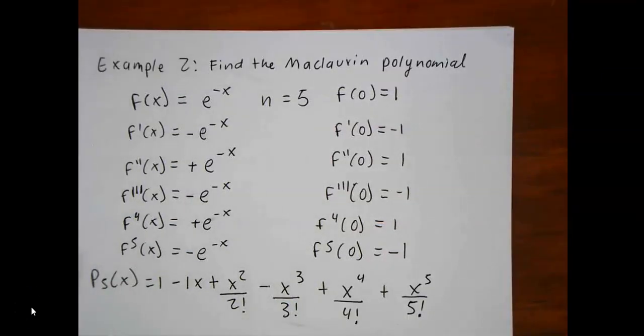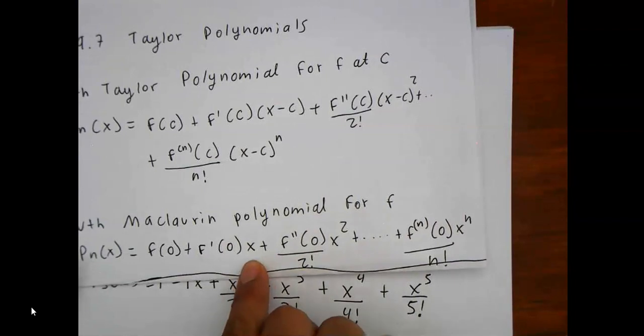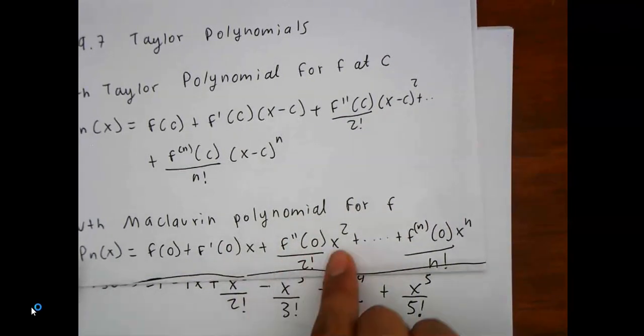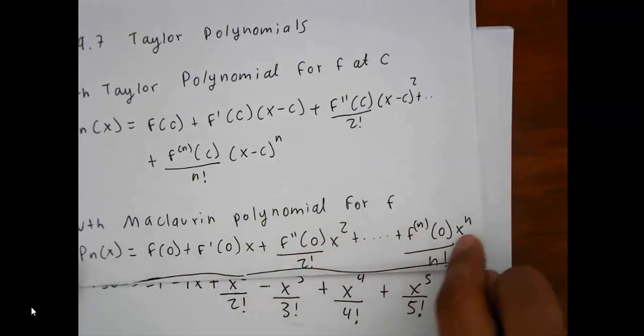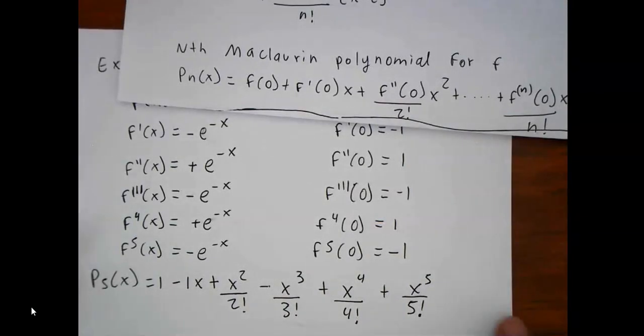So here it is. I don't know exactly where it froze, but these numbers are what's giving me the signs. And then the polynomial, it's telling me x to the first power over 1 factorial, x squared over 2 factorial, and then all the way to x to the 5 over 5 factorial, and that's how we got those numbers.